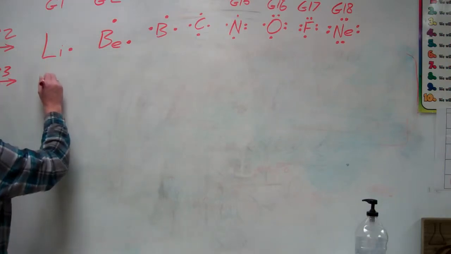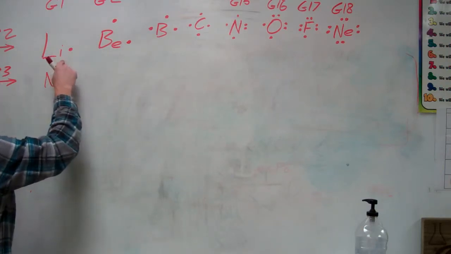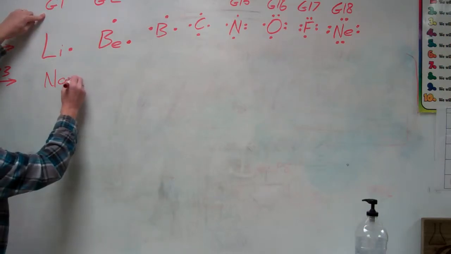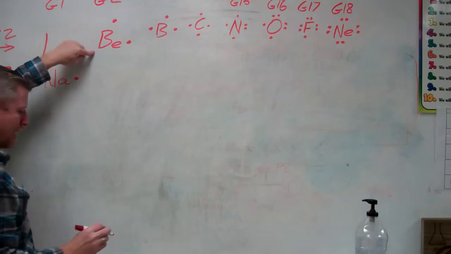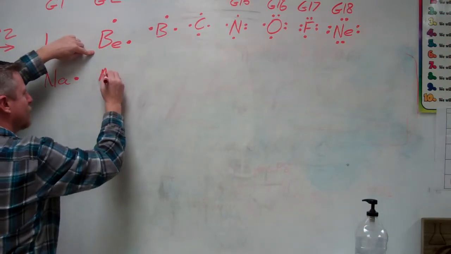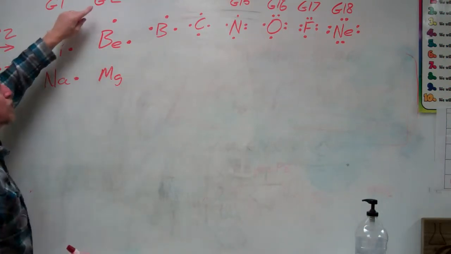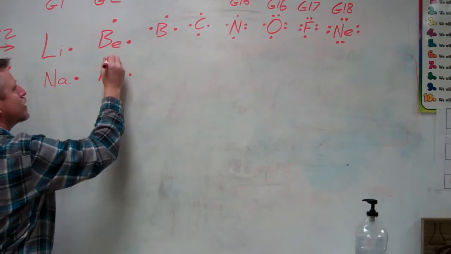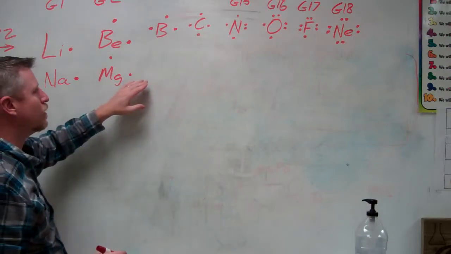So we have sodium, Na. It's right below lithium. It's in group 1. So guess how many electrons he's going to have? 1. Okay, then right next to that, we have magnesium, Mg. Okay, he's in group 2. So guess how many electrons he'll have in the outer ring? 2. And we really need to start calling them valence electrons because we got to get used to that word.